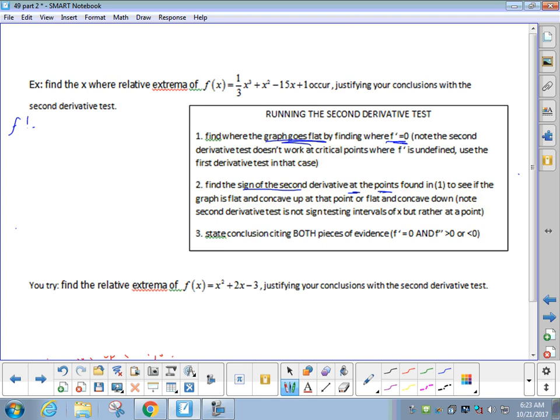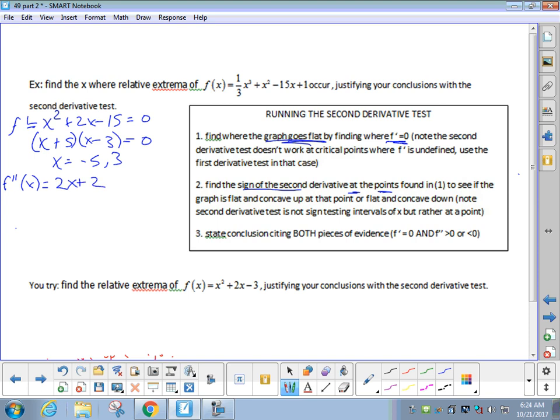The derivative is x squared plus 2x minus 15, which equals 0, and we set it equal to 0 to find where the graph goes flat. Solving this, we find that we have the graph going flat, or horizontal tangents, at -5 and 3. Now, rather than set up intervals like we would on the first derivative test, we're going to go to the second derivative test to see what's going on at those points. The second derivative is 2x plus 2.